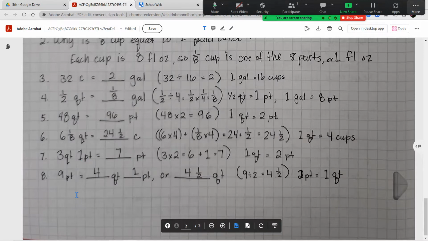Now for number 8, they wanted us to convert into quarts and pints and then just quarts. So 9 pints is equal to how many quarts and pints? So 9 divided by 2 is going to give me 4.5. So 4 quarts and 1 pint, or 4.5 quarts.